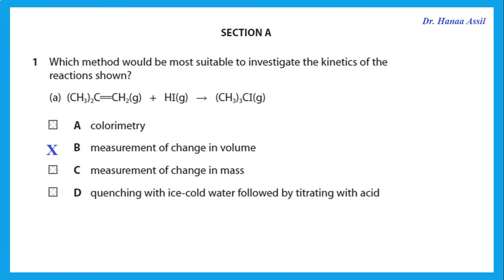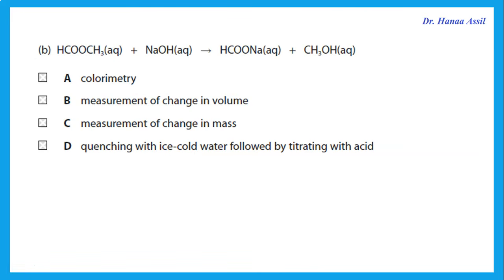Let's check the other possibilities. Measurement of change in mass, we cannot measure mass for gases. Quenching with ice cold water followed by titrating with acid. We use this method if we're using a base, sodium hydroxide, in the reaction, for example. So for example, this equation where we have sodium hydroxide reacting, how can we measure the rate? Yes, we can measure by quenching with ice cold water followed by titrating with acid.